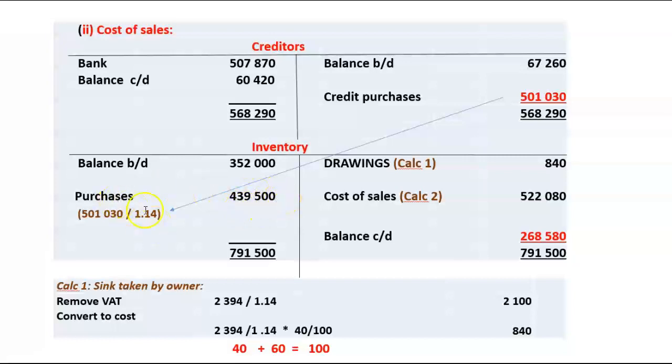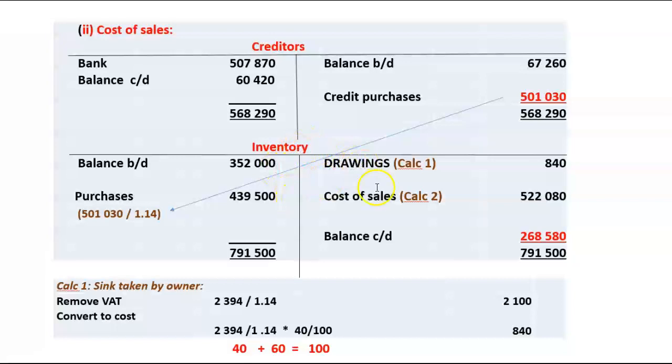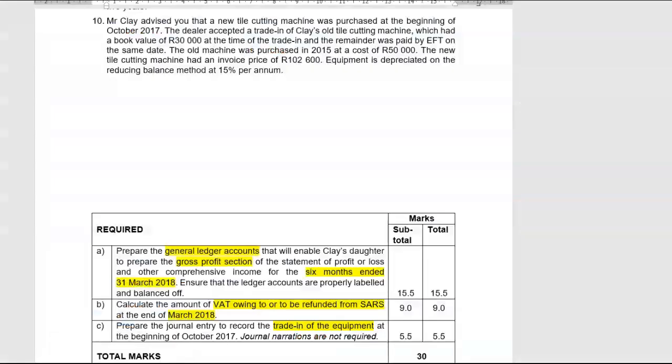Now we've worked out the amount that we can claim for purchases in our VAT control account, 61,530, and we can also now balance off this account, because the 268,580 will be the value of the closing inventory as per the statement of financial position. Right, this was only that 840 Rand of drawings that I've explained there. I've done that already. So now I'm done with the A part of the question. I'm not 100% done with the B part, and I definitely haven't started with the C part.